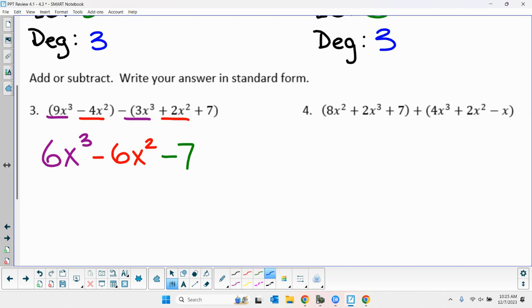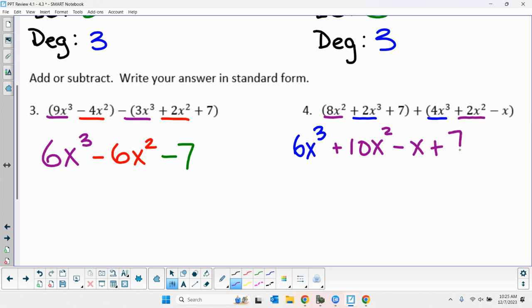Okay. For this one, we're addition. Again, like terms, what's 2x cubed plus 4x cubed? 6x cubed. All right. And then we have an 8x squared plus a 2x squared is 10x squared. There's only one x, so we'll put that next. There's only one constant, so we'll put that last.